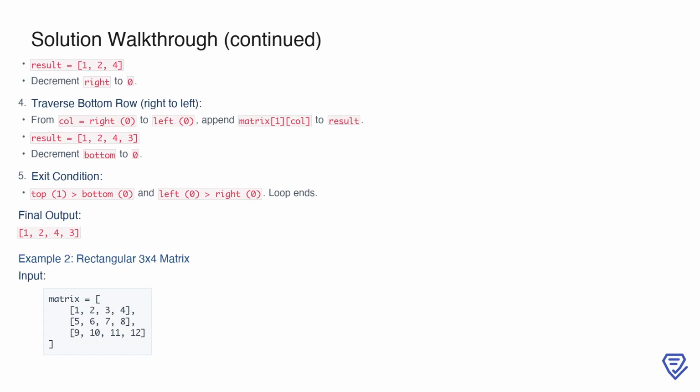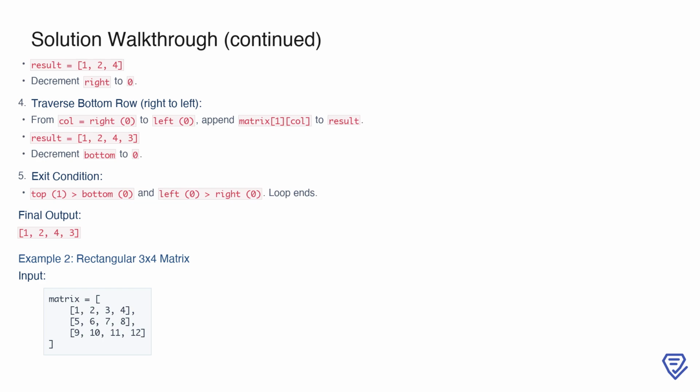Now, we proceed to the bottom row, moving from right to left. Since the right and left boundaries are both 0, the only element to append is matrix[1][0], which is 3. This updates the result array to 1, 2, 4, 3. The bottom boundary is then decremented to 0. At this stage, the exit condition is met because top is greater than bottom and left is greater than right. This means there are no more elements to traverse. The final output for this 2x2 matrix is 1, 2, 4, 3.